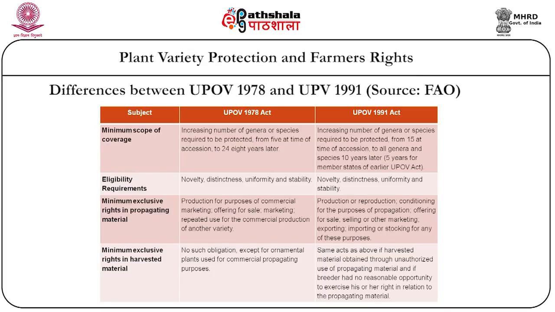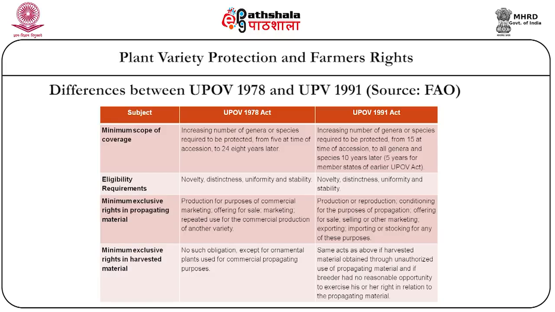In the case of minimum exclusive rights in propagating material, the 1978 Act covers production for the purposes of commercial marketing, offering for sale, marketing, and repeated use for the commercial production of another variety. In the 1991 Act, it covers production or reproduction, conditioning for the purposes of propagation, offering for sale or selling or other marketing, exporting, importing or stocking for any of these purposes.